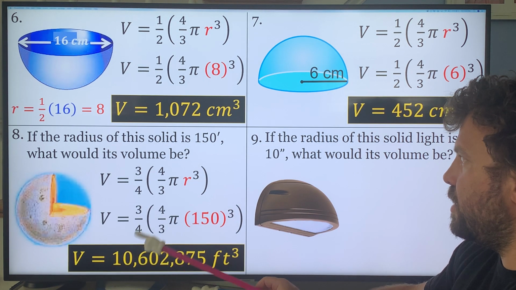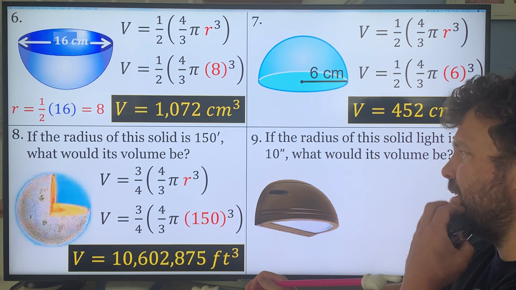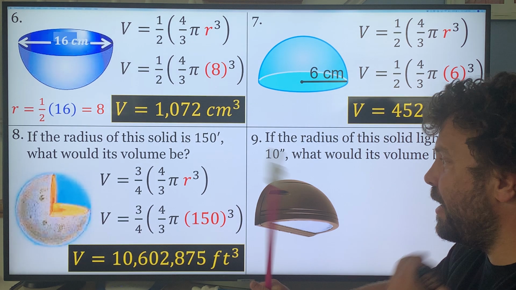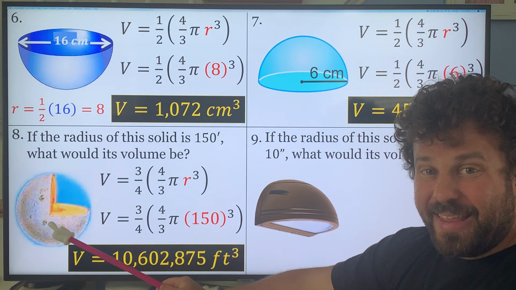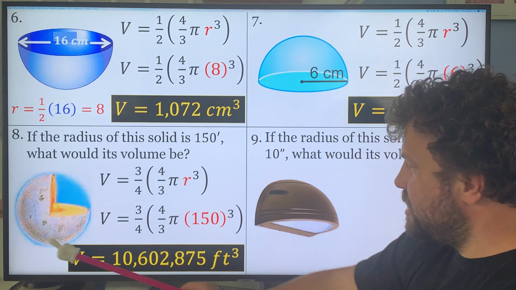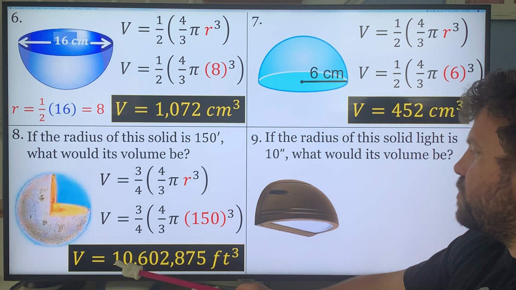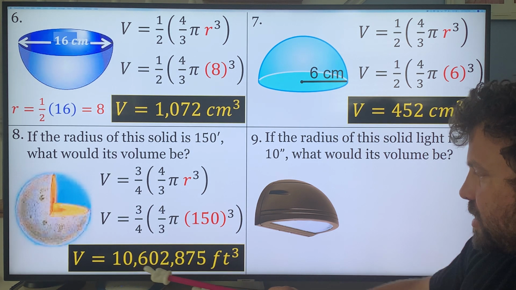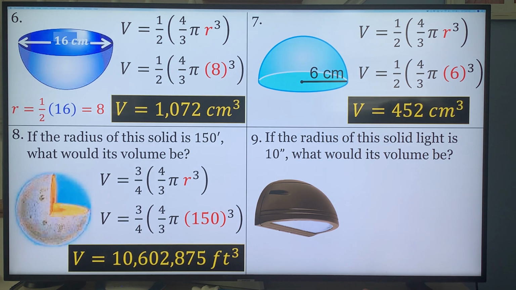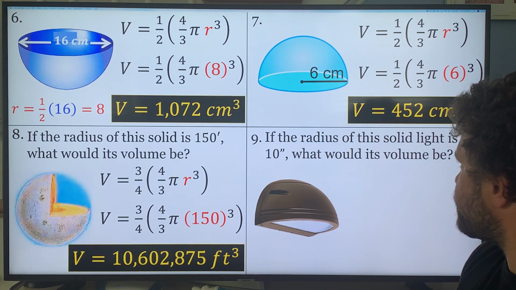All right, 150 feet. Since that's a 150 feet radius, I doubt it's a piece of cheese. That'd be a giant piece of cheese. So maybe it's like an asteroid, or I don't know what it is. So 10,602,875 cubic feet is your answer.